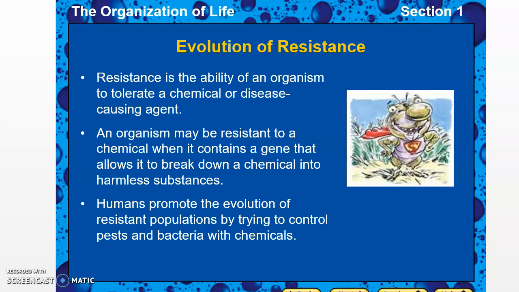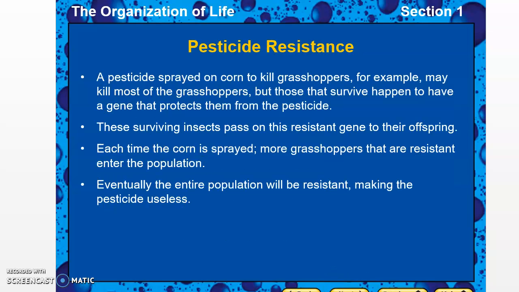So then you have something called pesticide resistance. Well, they spray pesticides on the crops so that it kills the animals that eat the crops, because we don't want our food eaten by animals or insects. So for example, if a pesticide is sprayed on corn to kill grasshoppers, then it's going to kill most of the grasshoppers, but some of the grasshoppers have a gene that has made them resistant to the pesticide. They're going to be able to reproduce and pass that trait on to their offspring. And over time, you have more grasshoppers that are resistant to the pesticide. And so now you have to get a new pesticide because that one doesn't work anymore.